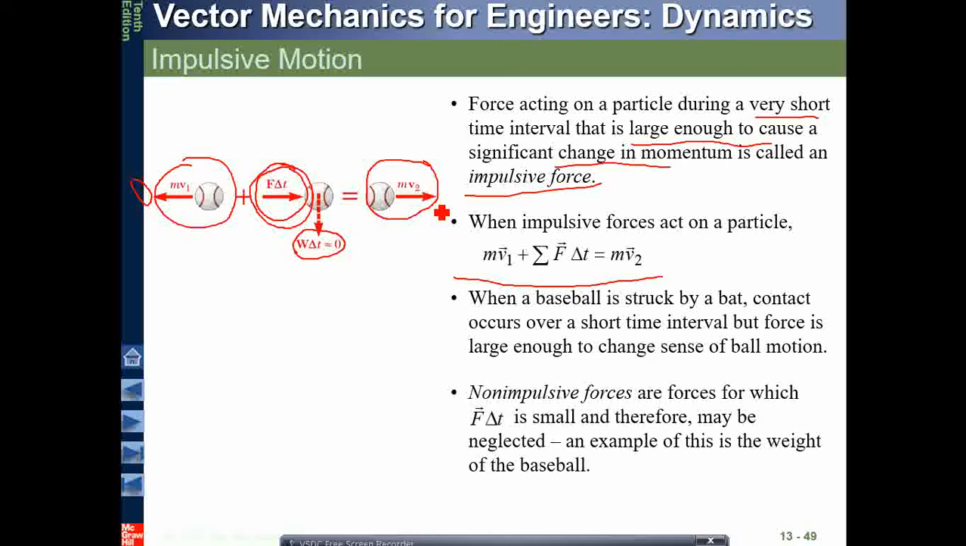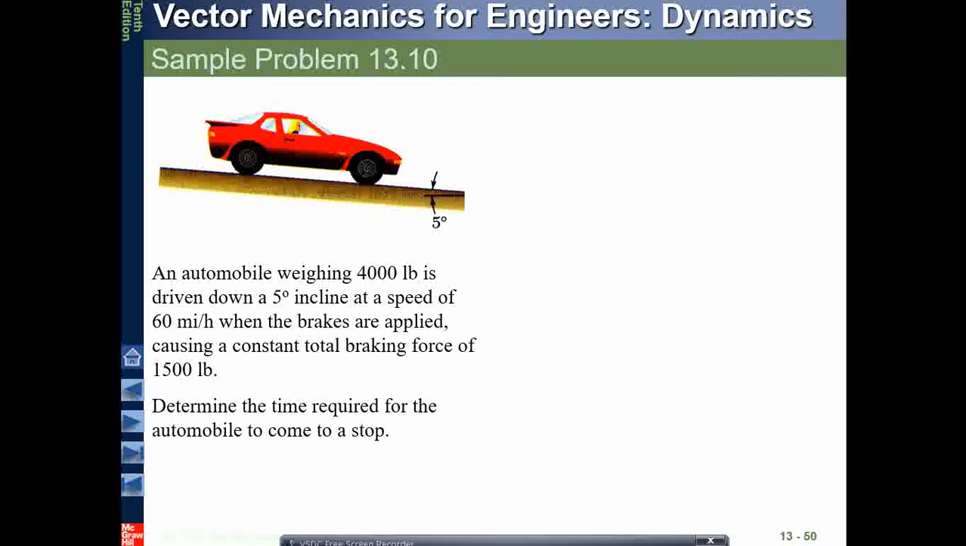And some other non-impulsive forces, as I've already described, such as weight, do not do any work, or a negligible amount of work, in fact.